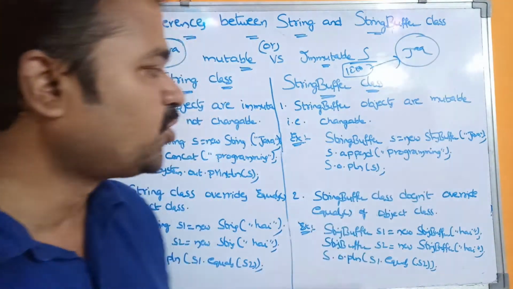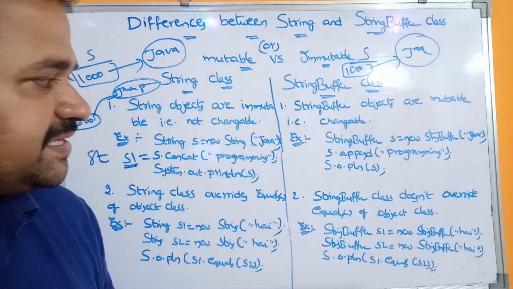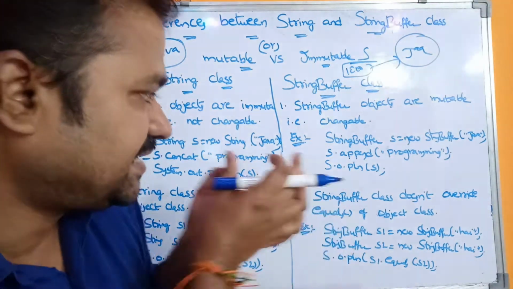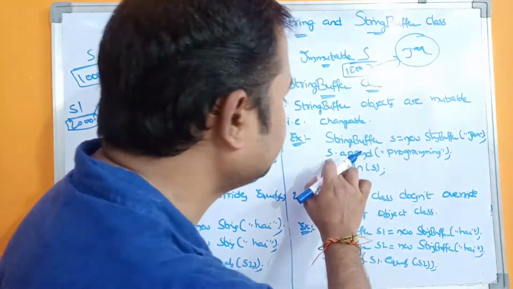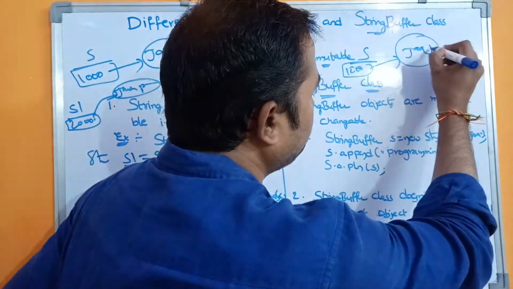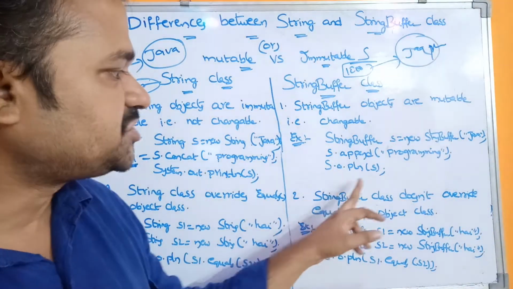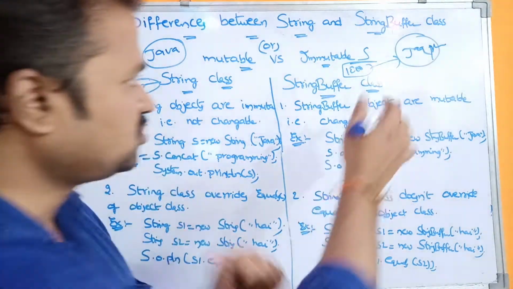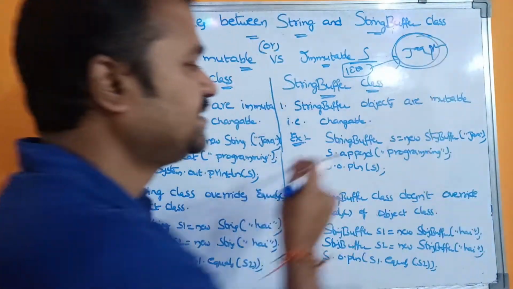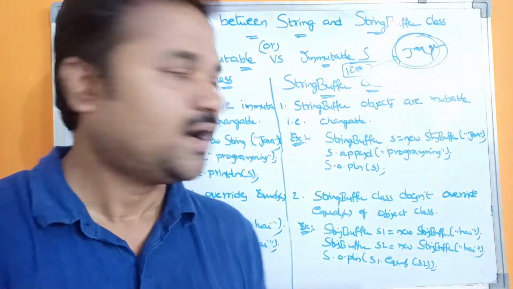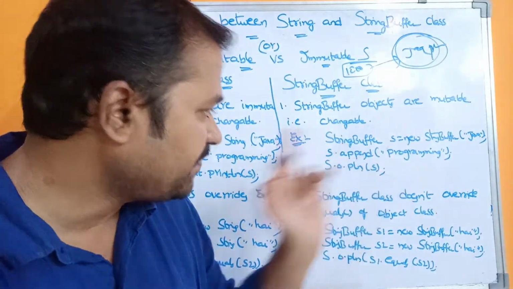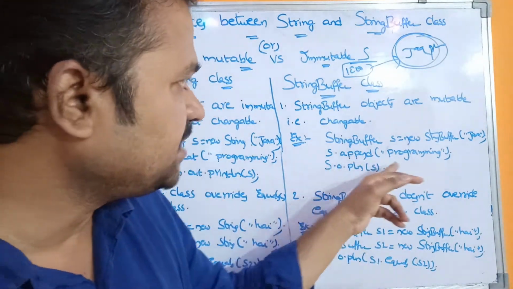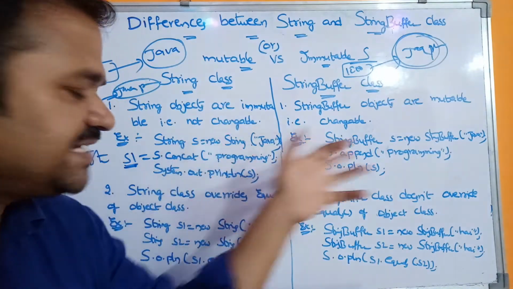s.append("programming"). We know what the append method is. The append method concatenates two strings. So this programming content will be appended to the StringBuffer object. So now the output is Java programming. System.out.println(s). So Java programming will be printed. In the StringBuffer class, we don't have a concat method. We have an append method. That's why, with the help of the append method, we are appending the content. So this is the difference here.